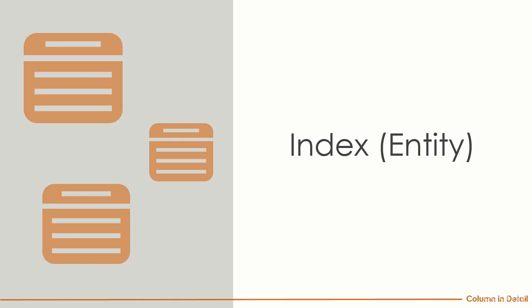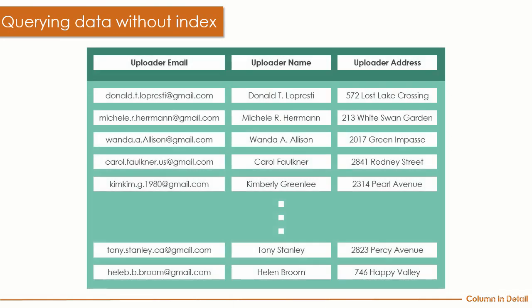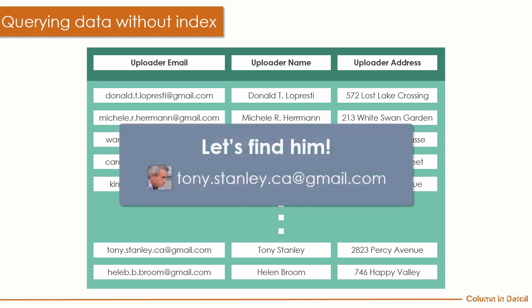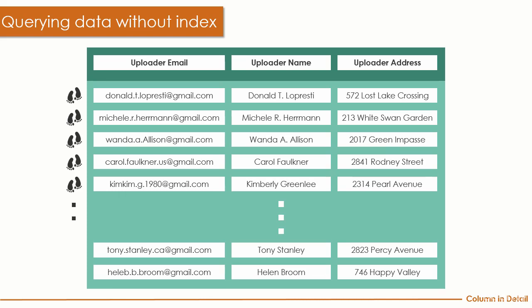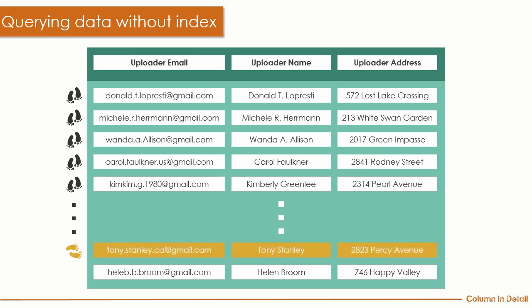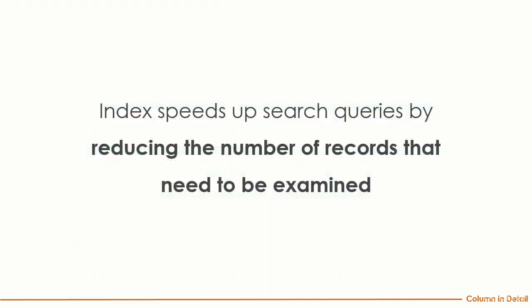Index. As we said before, the database is the key component of your application. So if you have a good performance database, you will get a very fast responding application. The index is one of the approaches you can use to speed up the database. Let's look at a database without an index. Say we want to find the uploader email address tony.stanley.ca@gmail.com. Then the database needs to walk through row by row and finally identify the row we're looking for. If you have the index, it can speed up the query of a specific record a lot.